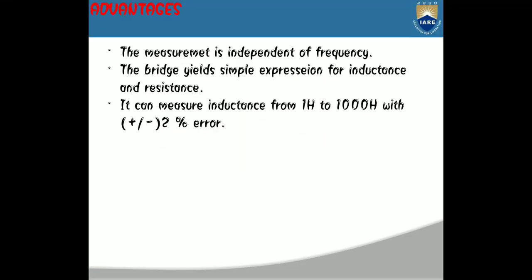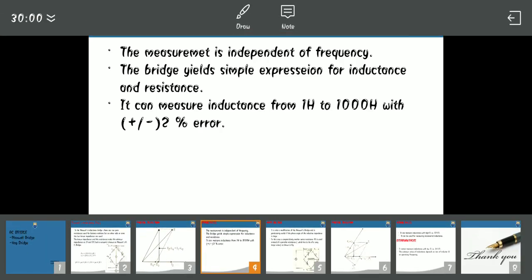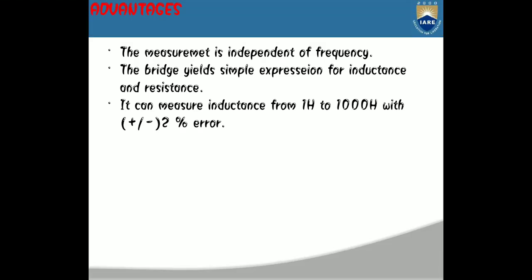And the advantages of Maxwell's bridge: the measurement is independent of frequency, and the bridge yields simple expressions for inductance and resistance. It can measure inductance from 1 H to 1000 H with plus or minus 2% error. And the application is that this bridge is used to determine the self inductance of a circuit.